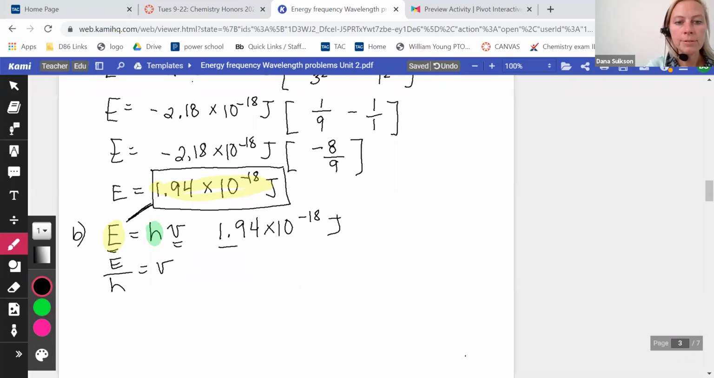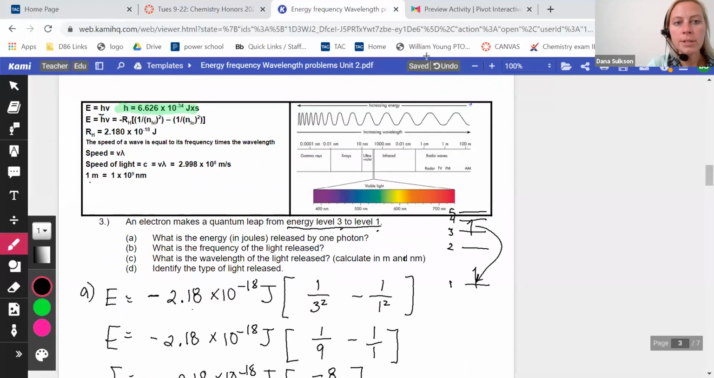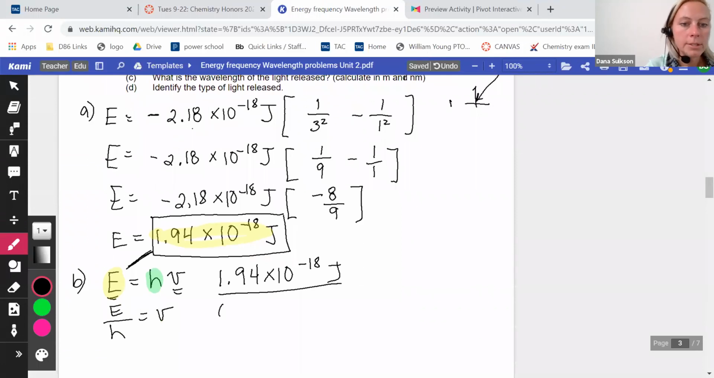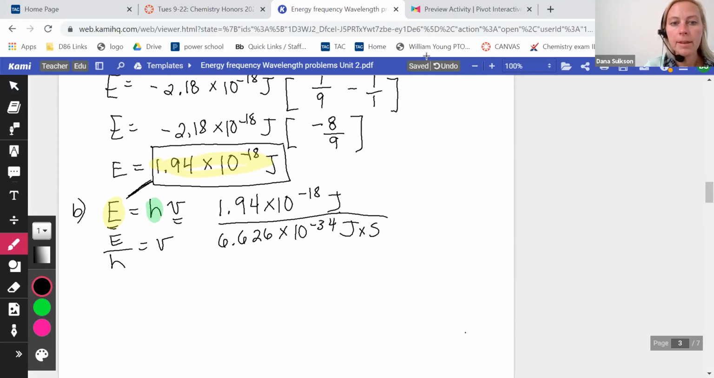So I'm going to divide by Planck's constant. Planck's constant is 6.626 times 10 to the negative 34, and the unit is joules times seconds. I always try to put the unit there to remind you what the end result unit will be. I'm going to cancel out units, and I'm left with a unit of 1 over S.